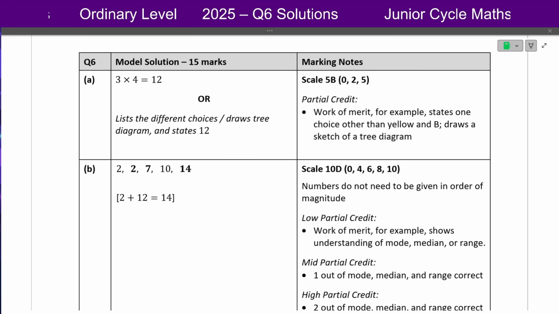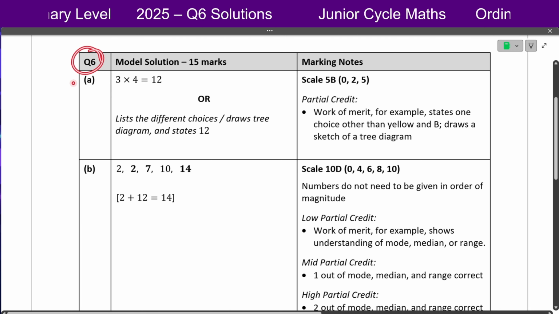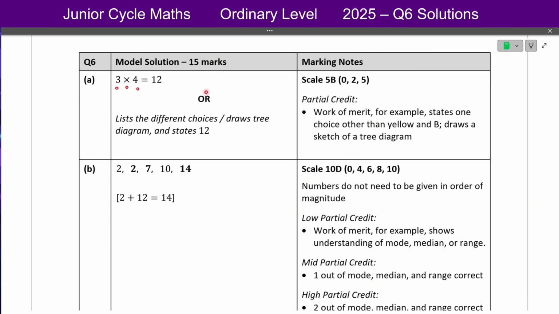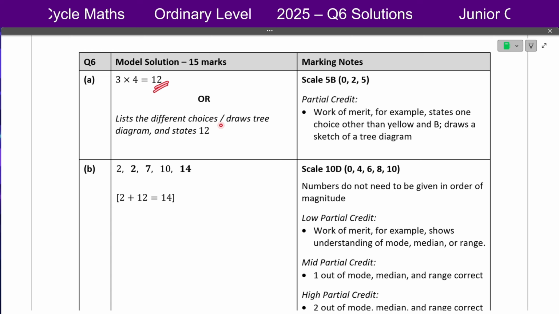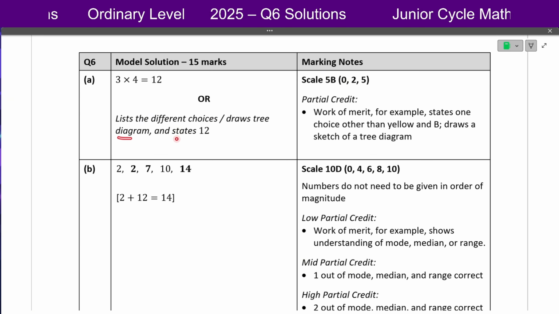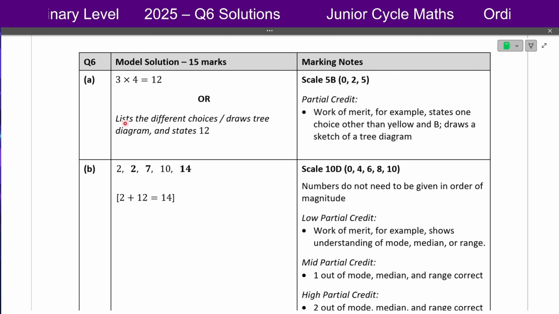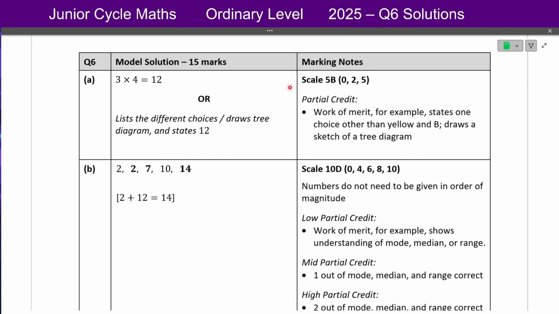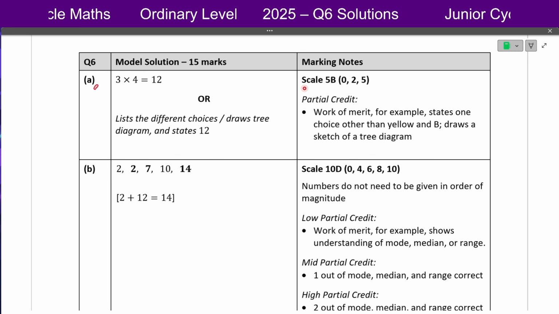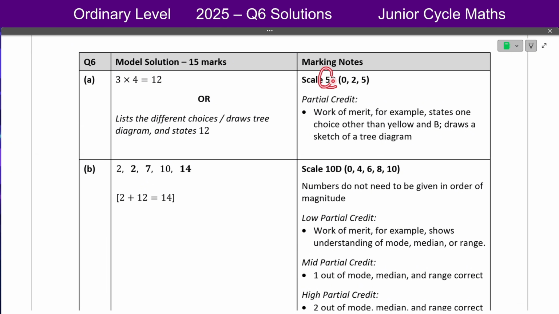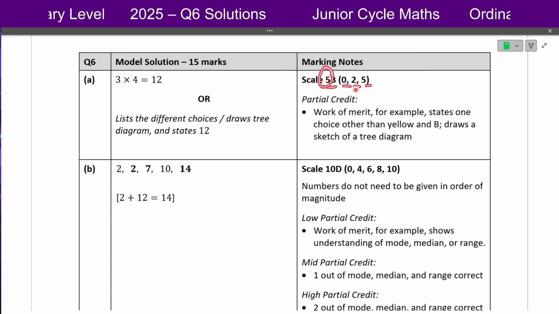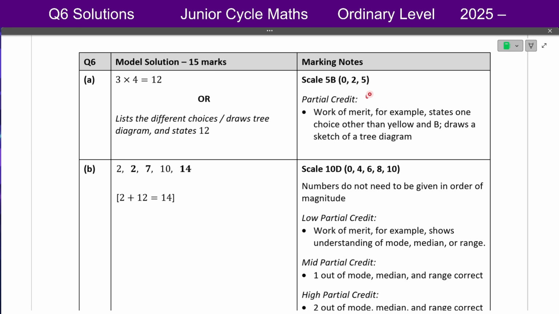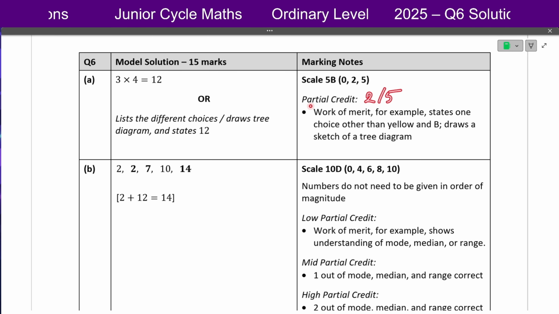And here are the marking notes for Q6. In the first part, here is the correct answer, which is 12. We can also answer this part by drawing a tree diagram and writing down the number 12, or by writing down the list of the different choices that we have. This part is on the scale of 5B, meaning we have 5 marks with 3 subcategories. We may get 2 out of 5 in the case of partial credit.